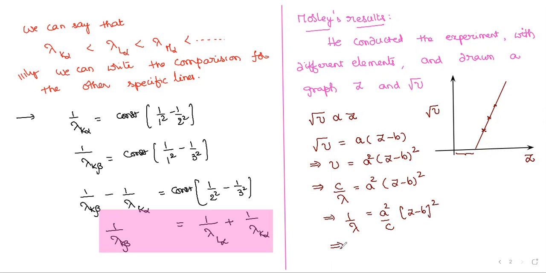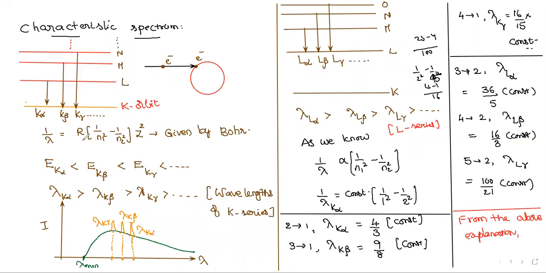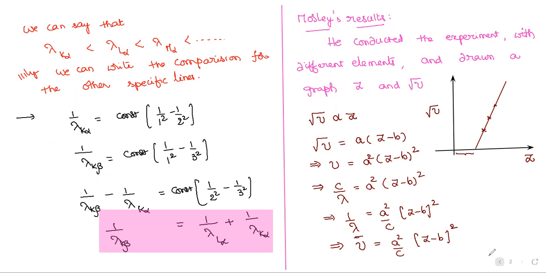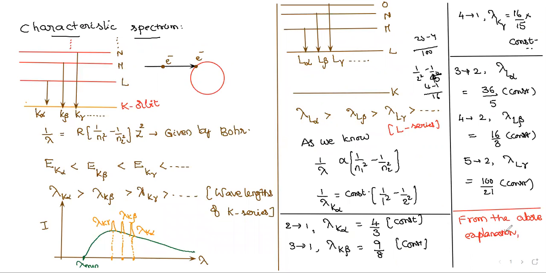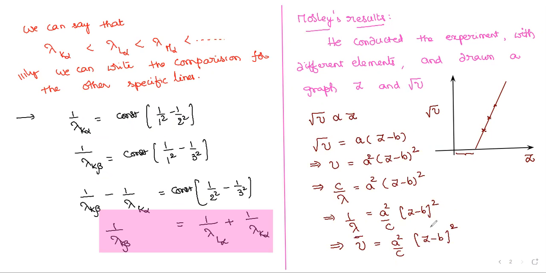Now he got a new equation for the wave number. It appears a little different from the equation given by Bohr. This is the wave number nu bar. There you got a constant like R into (1 by n1 squared minus 1 by n2 squared), and that whole thing appears here like a squared by c. He got Z squared, but practically he found it is not Z squared, it is (Z minus b) whole squared. This was the modification made by Moseley.